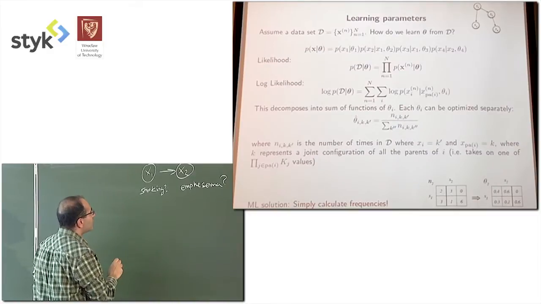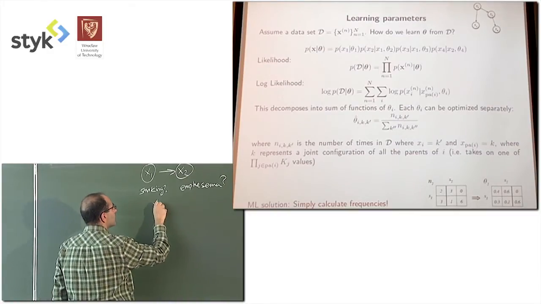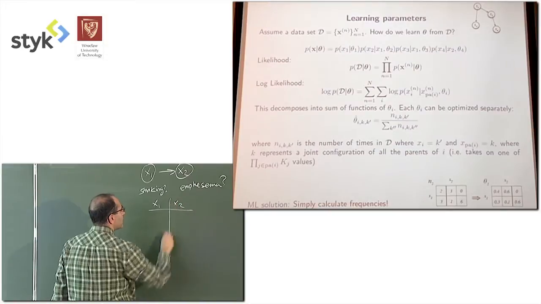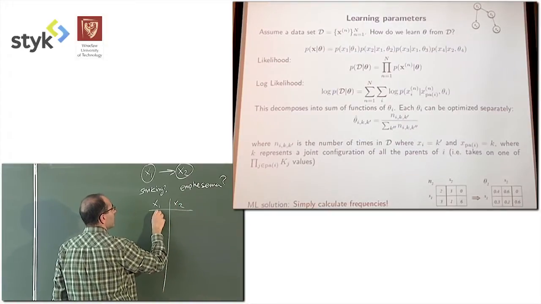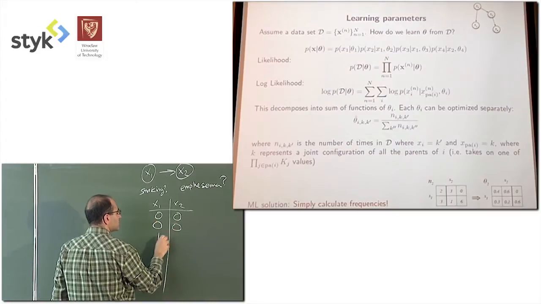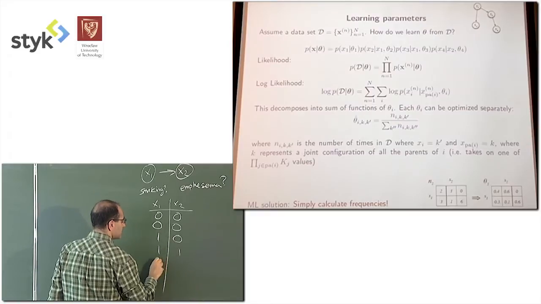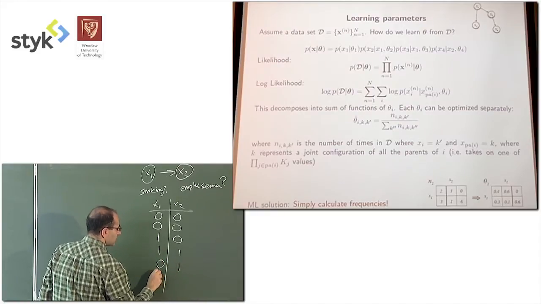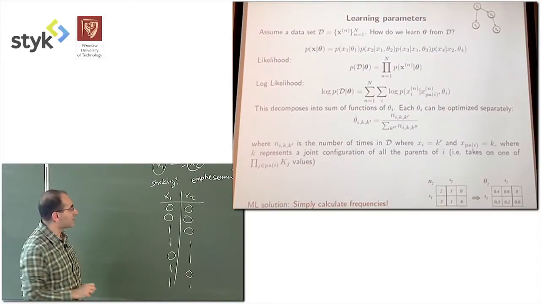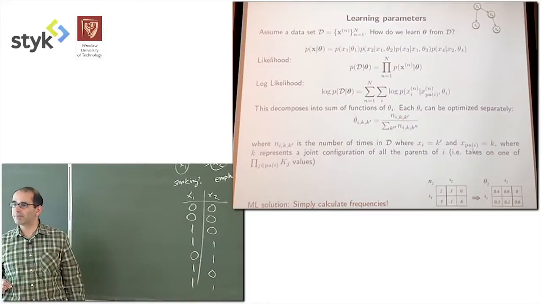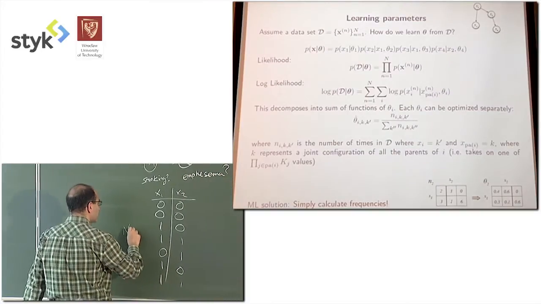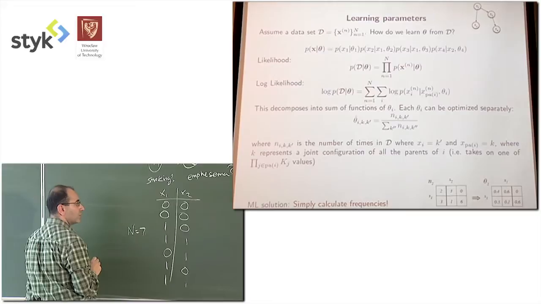Now you have a data set of observations for x1, x2, where this person doesn't smoke and doesn't get emphysema, this person doesn't smoke and doesn't get emphysema, this person smokes and doesn't get it, smokes and gets it, doesn't smoke and gets it, smokes and doesn't get it, smokes and gets it. So this is our data set. What's n? 7. So n equals 7. That's the number of data points.